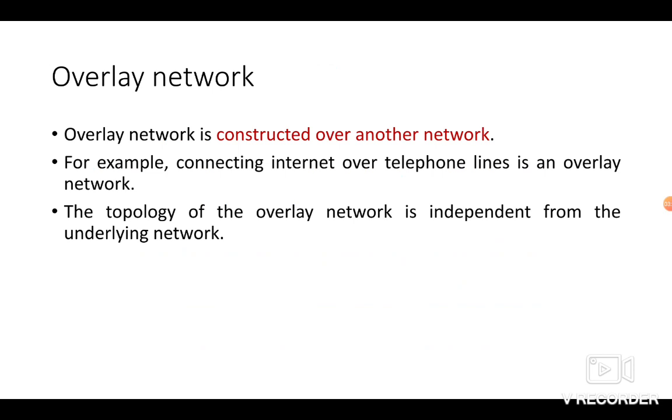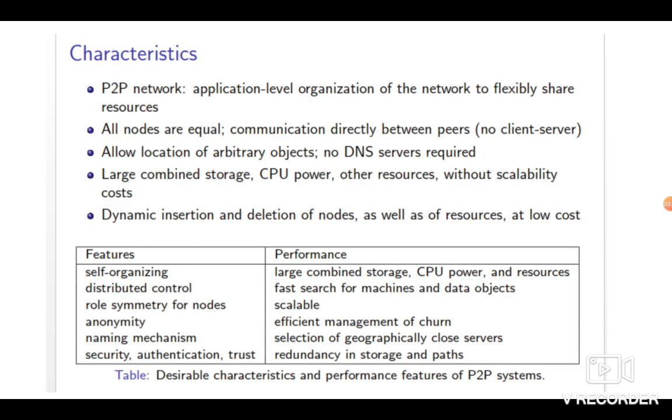So what is an overlay network? As the name itself suggests, the overlay network is constructed over another network. For example, connecting the internet over the telephone line is one example of an overlay network. So you can use a separate topology for the overlay network as well as the underlying network.